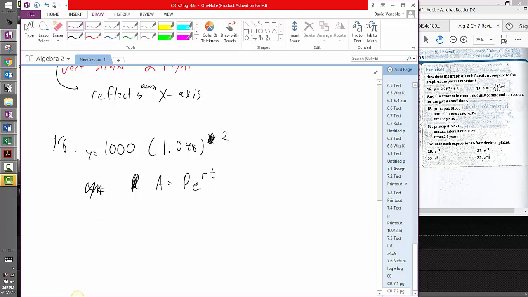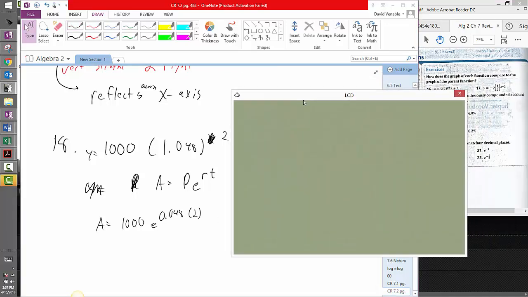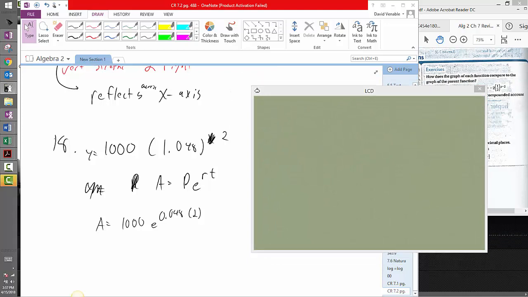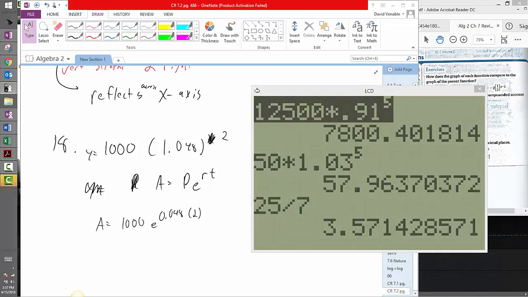So let's just do this. Let's do the amount to be 1,000. Let's do it the other way, the continuous way. e, now the r is just 0.048. When you're using the e, you just put the percentage, 0.048. And then times time, which is 2. I'll calculate both of these so you can see what the difference is between continuously compounded and just regular compounded. It may or may not be that big of a difference.